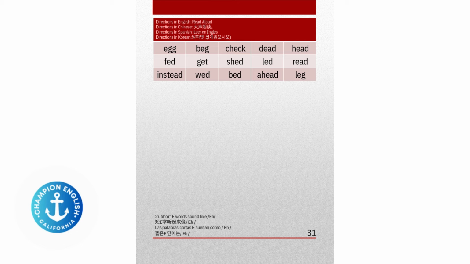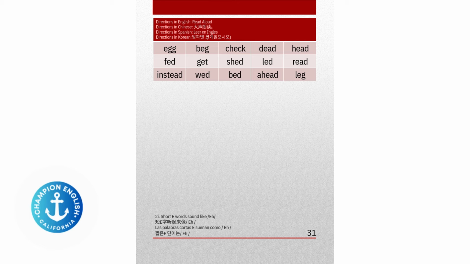Now, what we're going to do is we're going to sound out each word like we were reading it. So, L and egg, leg. Ch and ek, check. D and ed, dead. H and ed, head. F and ed, fed. G and et, get.